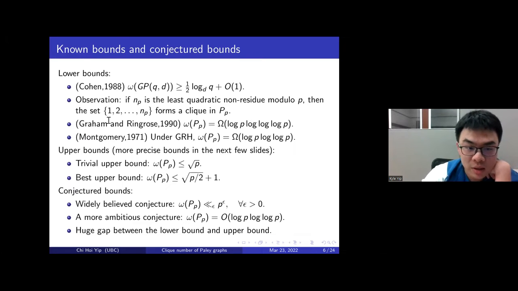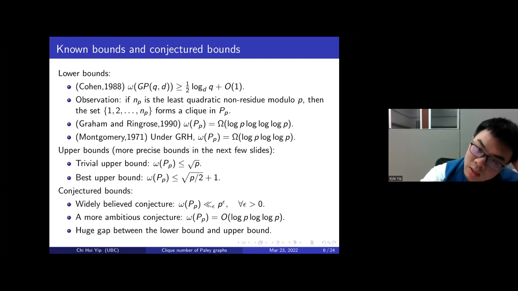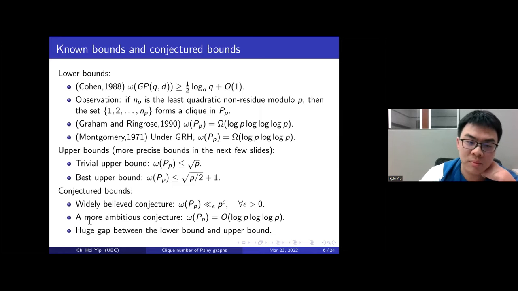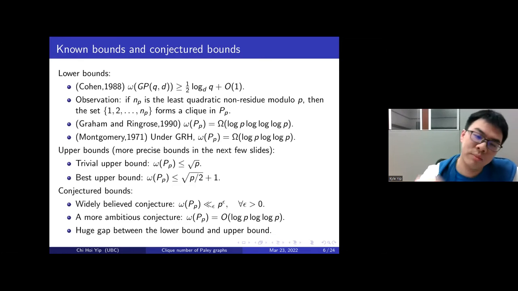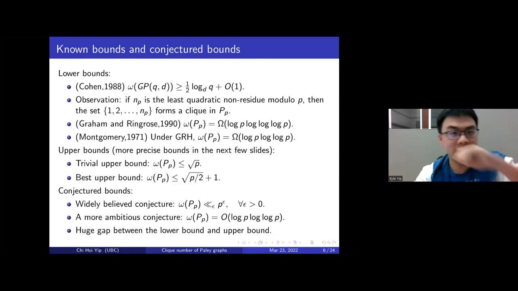You can see that there is a huge gap between the best known lower bound, which is roughly log p, like log squared, and the best known upper bound, which is still of the order square root p. A widely believed conjecture is that the clique number is bounded by p to the epsilon for any epsilon greater than zero. Some people even conjecture that the lower bound given by Montgomery is actually tight, which is perhaps more ambitious. So far we cannot make any progress on this kind of conjecture. So that's the known bounds and the conjectured bounds.